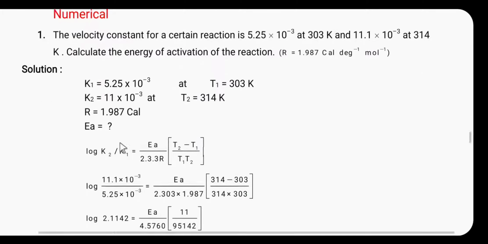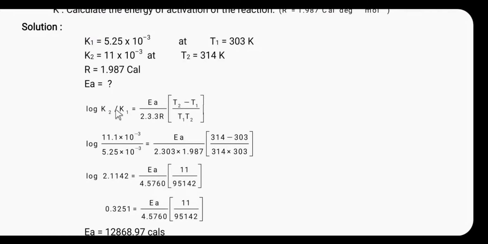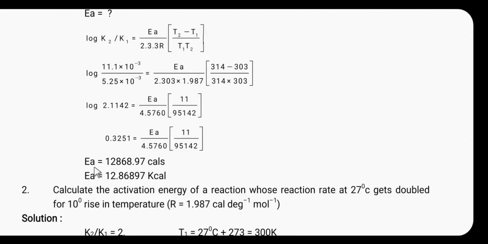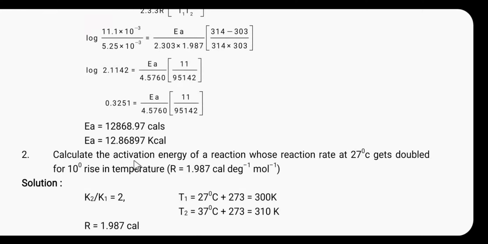R is in calorie. So our equation is log of k2 by k1 is equal to EA upon 2.303 into R in bracket T2 minus T1 divided by T1 into T2. In this equation directly we can substitute all these values, that is the values of T1, T2, R, k1 and k2. Finally, here we get the energy of activation. So, EA is equal to 12,868.97 calories. Let us convert calories into kilocalorie just by dividing by 1000. So, EA is equal to 12.8689 kilocalorie. So, this is the energy of activation.